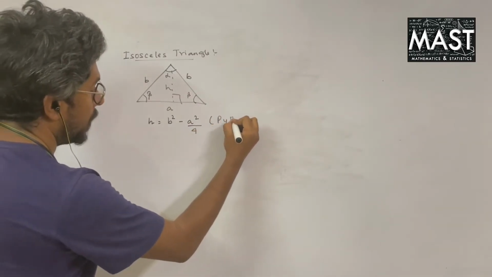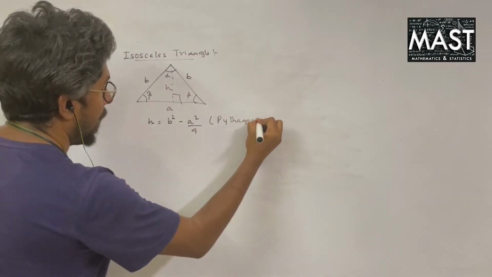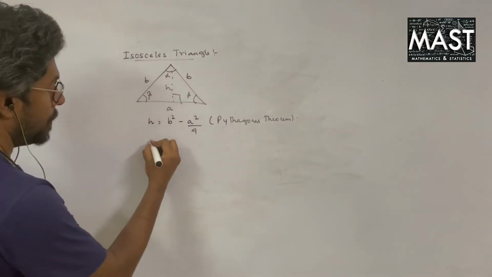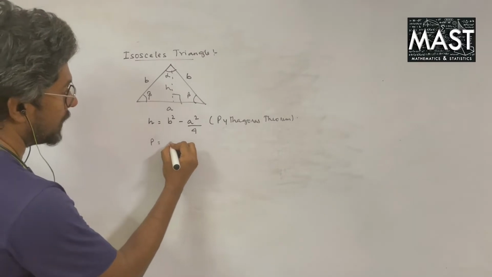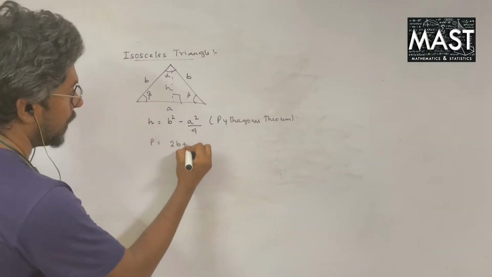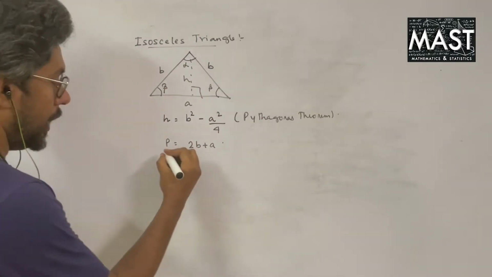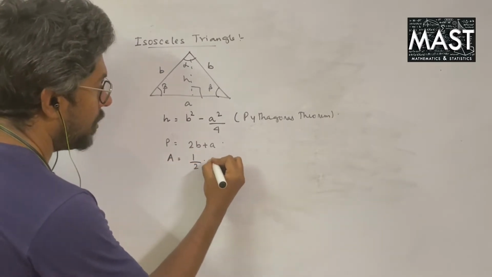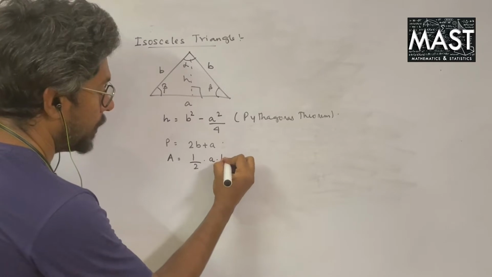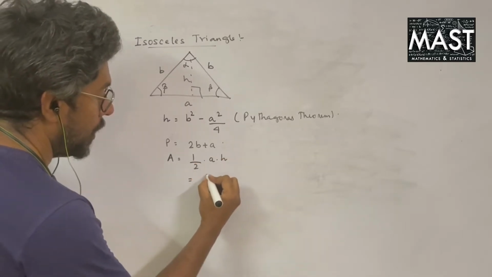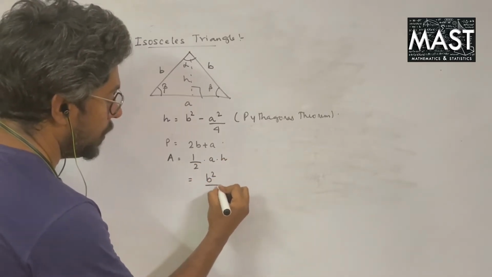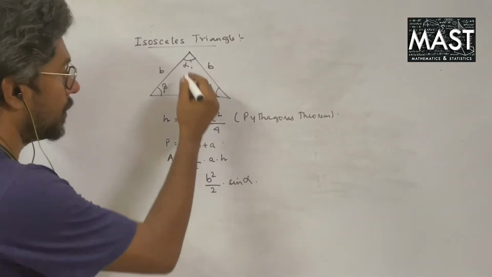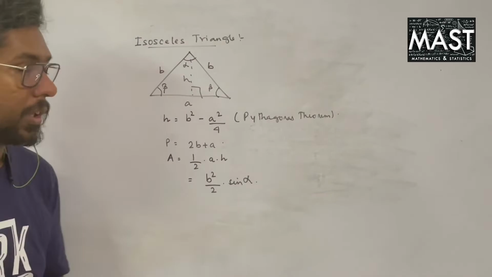We get this by using the Pythagoras theorem. The perimeter is obtained as 2b plus a, which is the sum of the sides. The area is found by the formula half into base into height, which is half into a into h, which can also be written as b square by 2 into sine alpha, where alpha is the vertical angle.